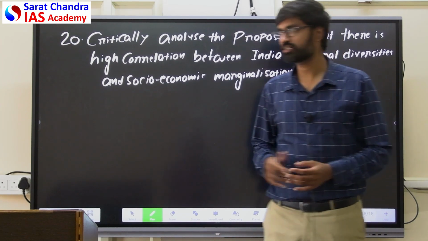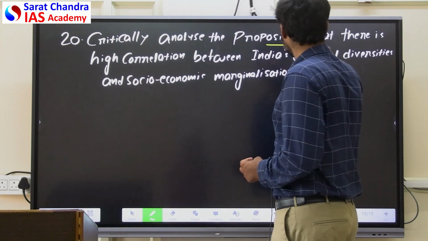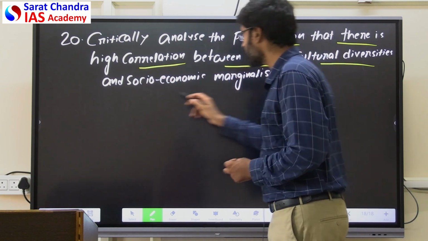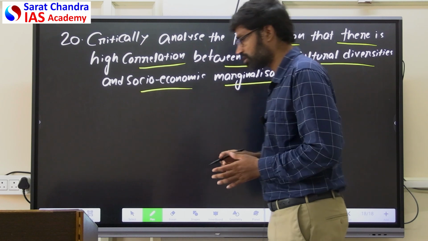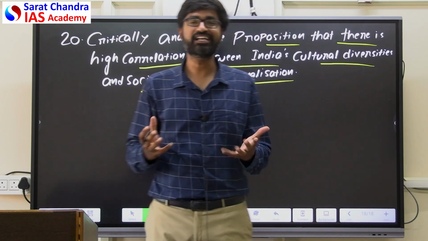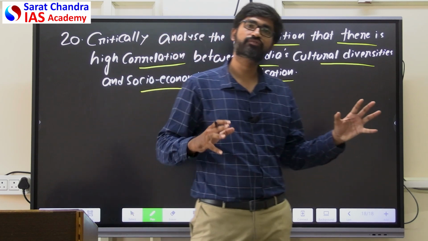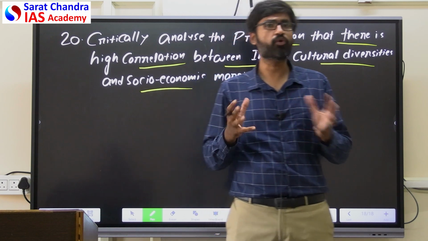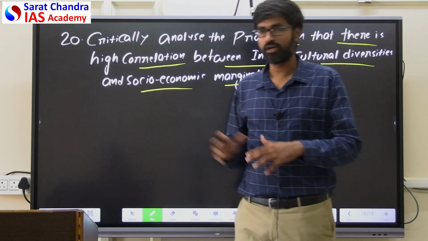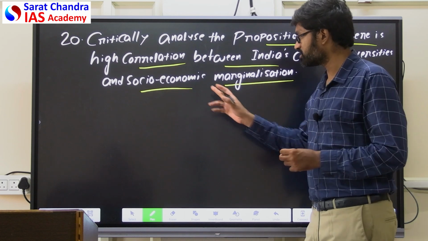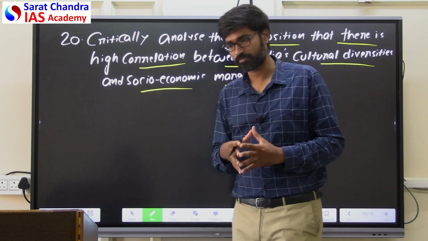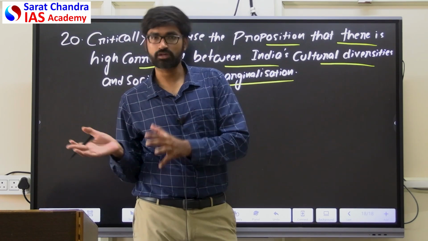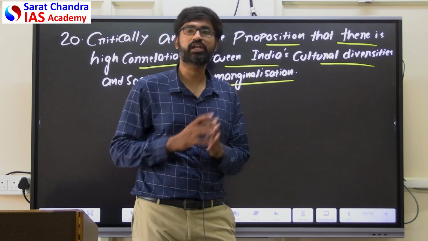The next question is, critically analyze the proposition that there is high correlation between India's cultural diversities and socio-economic marginalization. Here the question is asking you to critically analyze, so you need to go for the yes part of it and you need to go for the no part of it also. And it is also asking about what is a high correlation. Is there any high correlation between India's cultural diversity and socio-economic marginalization? So we need to show with some examples whether there is any correlation. If not, you should counter it: no, there is no correlation.